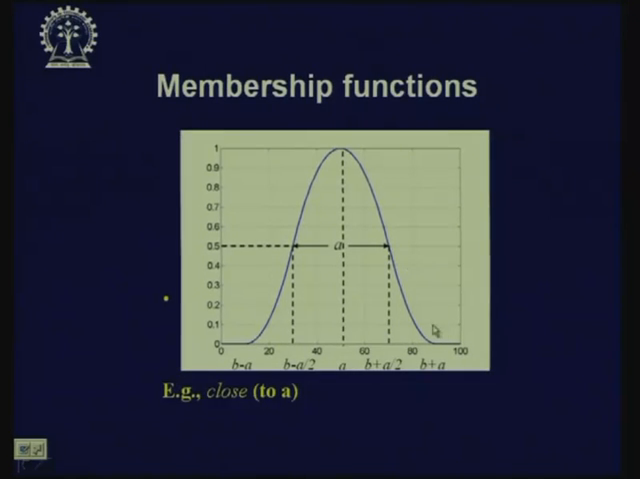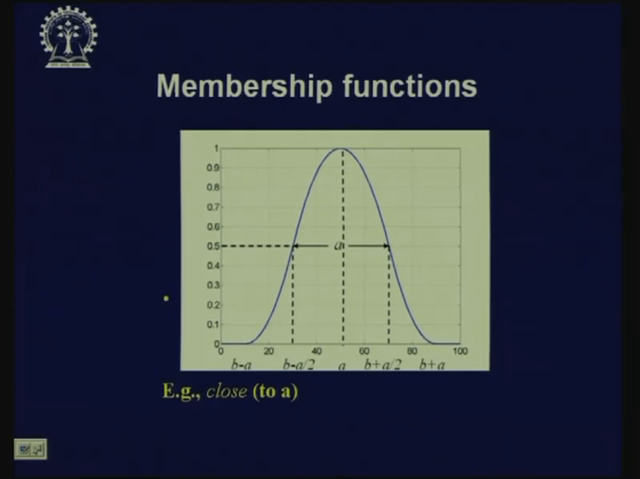In this lecture, we will continue with our discussion that we had last time about fuzzy sets and fuzzy reasoning. We concluded with an example membership function like this, which is a bell shaped curve, which is representing some number like close to a. Now, as was mentioned earlier, this can be represented in the computer as a table.